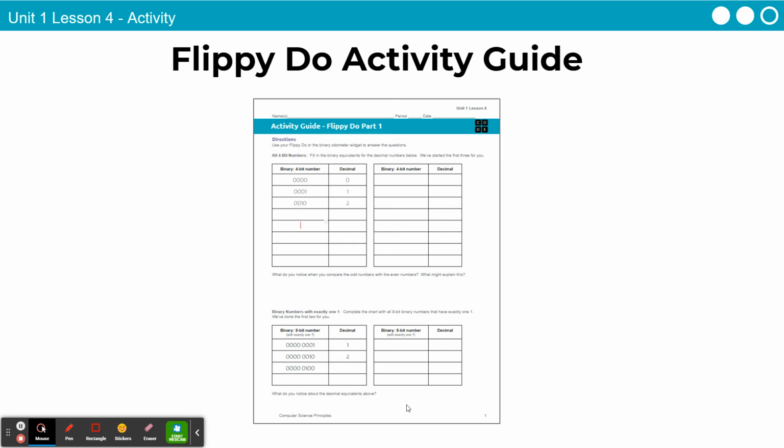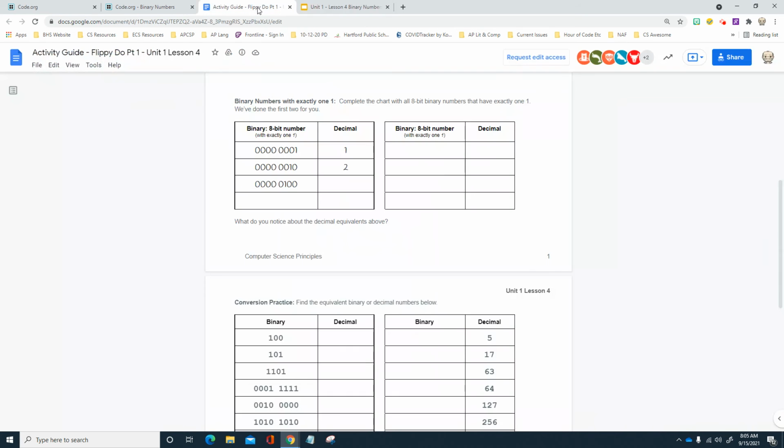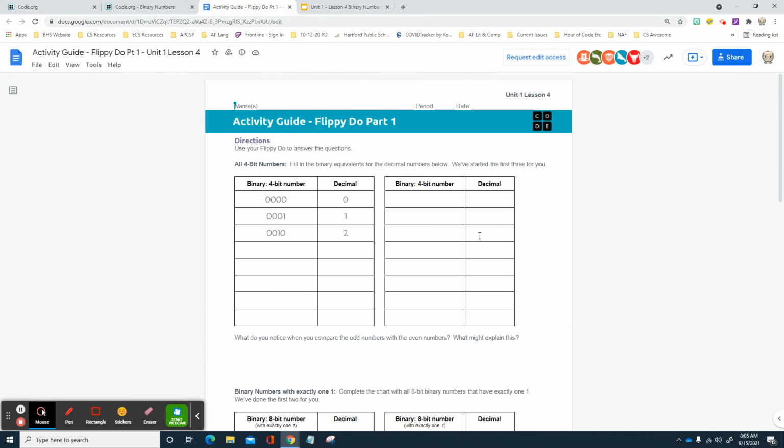Now you've got this activity guide, and I'm going to get out of this for a second to kind of go over it, but what you've got for part 1, let me just pop out of this for a second. I'll go right over to the flippy do guide, all right? So the first thing you're going to do is the 4-bit numbers. You're going to put them all in here. You're going to run this all out. 0, 1, 2, 3, 4, 5, 6, and 7. I want you to run it all the way out, all right? And you can run it out way past through this, okay?